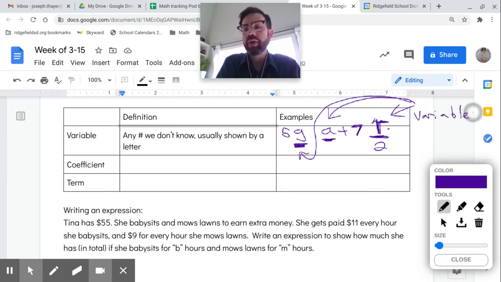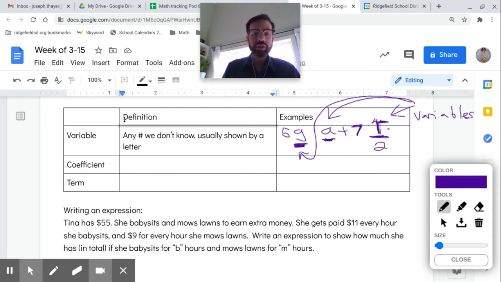So there are numbers we don't know yet. Often we'll talk about bags or boxes or owls or adults or children, or we don't know how many yet. It could be any number. So we're just using a letter as a placeholder.